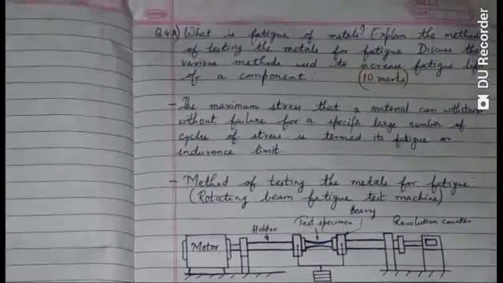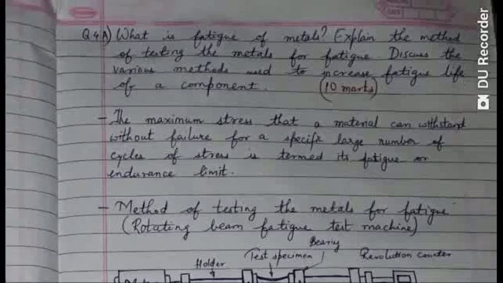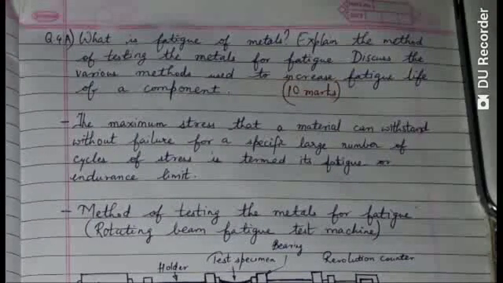And now let us go for question number 4a. What is fatigue of metals? Explain the method of testing the metal for fatigue. Discuss the various methods used to increase the fatigue life of a component. The maximum stress that a material can withstand without failure for a specific large number of cycles of stress is termed as its fatigue or endurance limit.